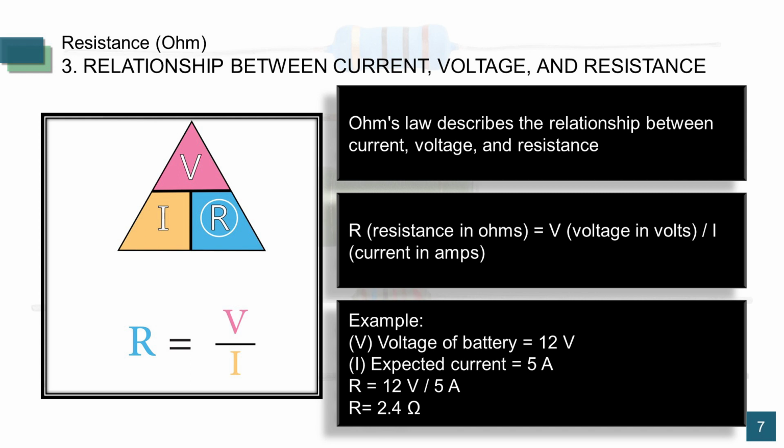The technician measures the voltage at the headlight socket, for example, 12 volts. They know the typical current draw of the headlight from the vehicle manual, for example, 5 amps. Applying Ohm's law, R equals 12 volts divided by 5 amps, which equals 2.4 ohms. This value represents the total resistance in the headlight circuit, including the wiring harness, bulb filament, and other components.